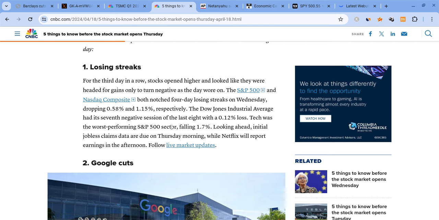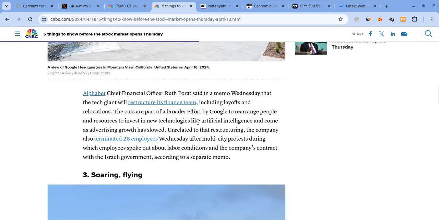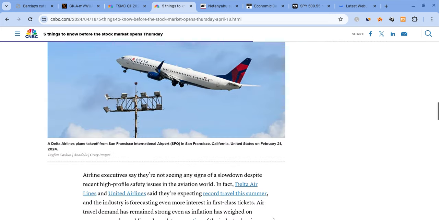For news involving the markets, we have a losing streak on the S&P 500 and the Nasdaq Composite. We had 4 days of just straight up selling off, and the market dropped quite a bit. There's also news coming out that right now, Alphabet, aka Google, is going to restructure its financial team. It's going to include layoffs and relocations, which is a broader effort by them to rearrange people and resources. It also terminated 28 employees.